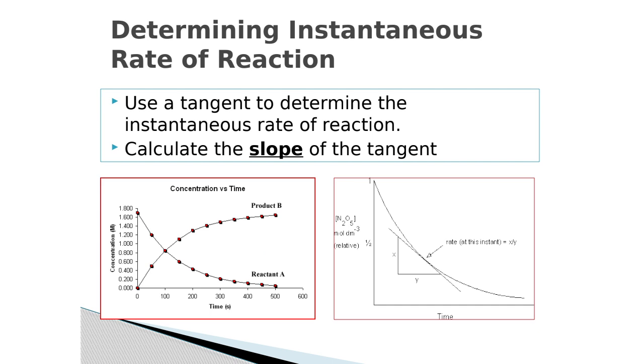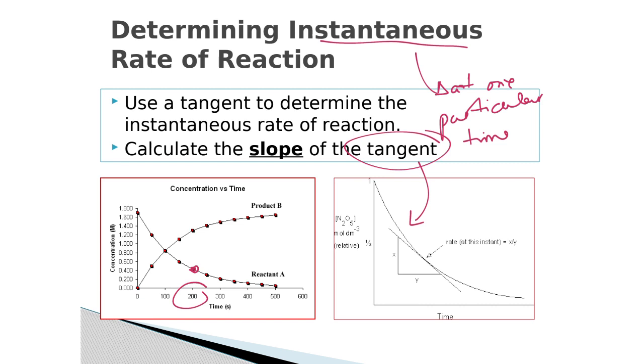Similarly, we can also take the instantaneous rate of a reaction as well. And if we're taking instantaneous, what this means is at one particular time. So maybe we want to know the instantaneous rate here at 200 seconds right here. Well, if we ask you to do that, you have to come over to your graph and you have to draw what we call a tangent line.